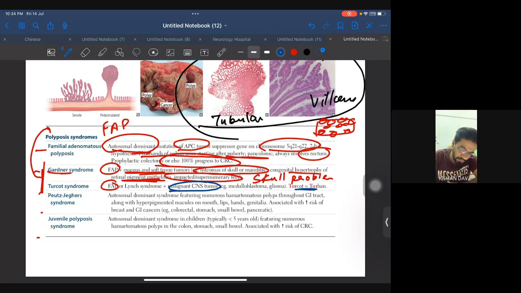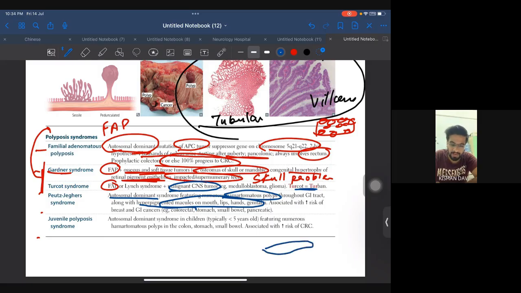Peutz-Jeghers syndrome is autosomal dominant, featuring hamartomatous polyps, along with hyperpigmented macules on the mouth, lips, hands, and genitalia. In UWorld you must have seen one question: they give an image of a lip with pigmentation on it, and then ask what condition it is. I have seen this so many times. So Peutz-Jeghers syndrome: hamartomatous polyps, pigmentation on the lips, hands, genitals.